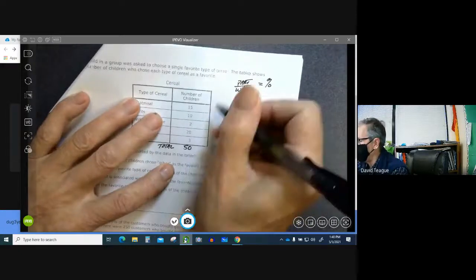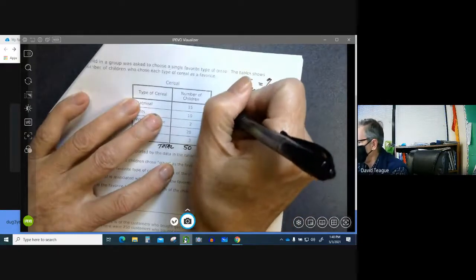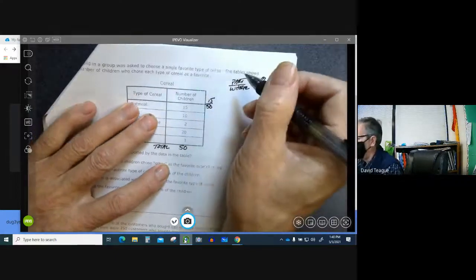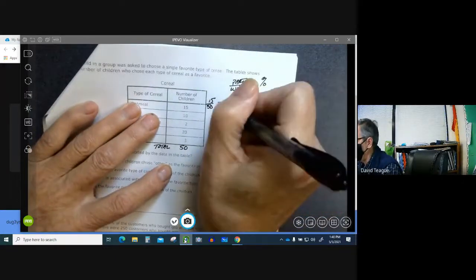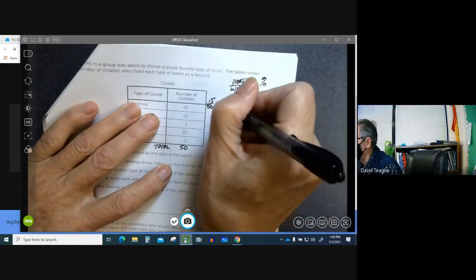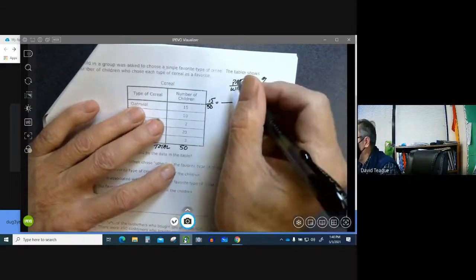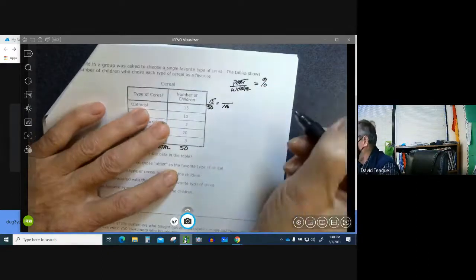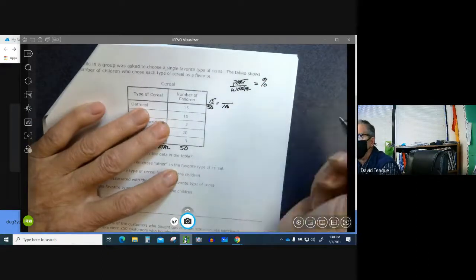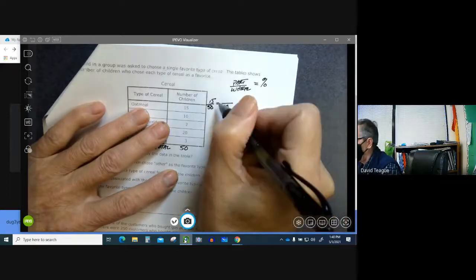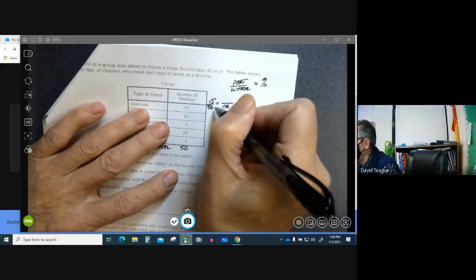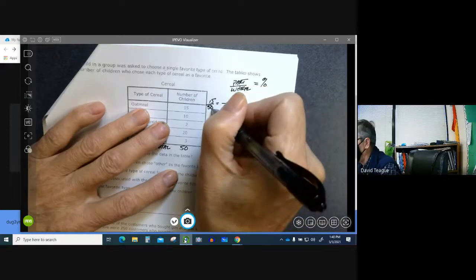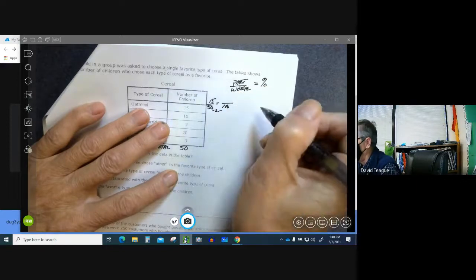So I've got 50. I'm going to put 15 over 50, right? I've created this relationship, right? But I want to make it a percent. Well, that means I need to find an equivalent fraction with 100 as the denominator, right? Because then I can easily convert it to a percent. So 50 times what number gives me 100? It's 2, right? 50 times 2 is 100.